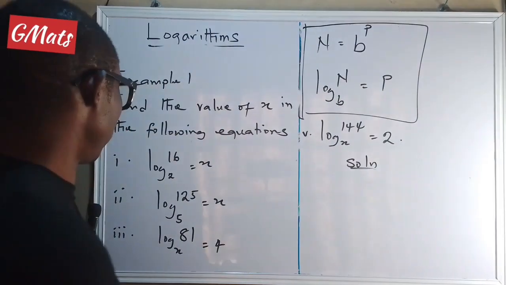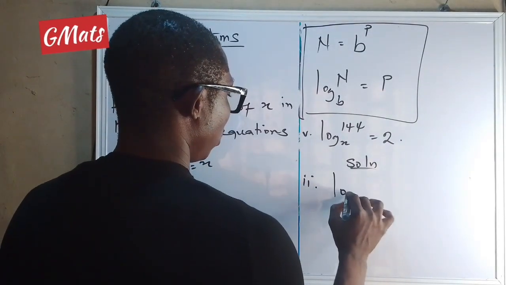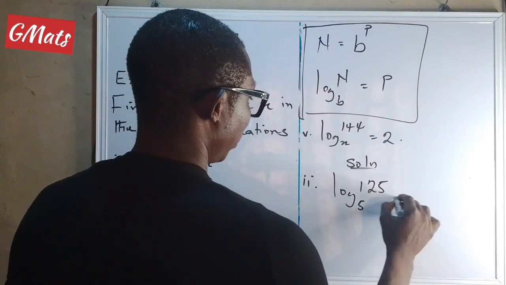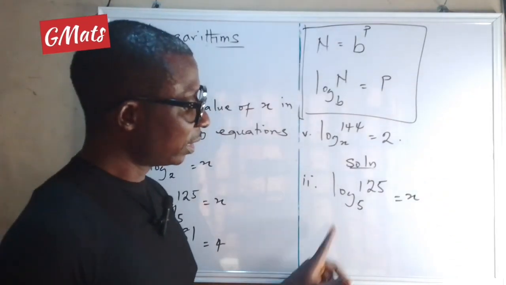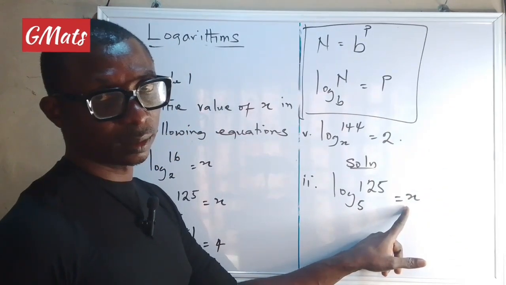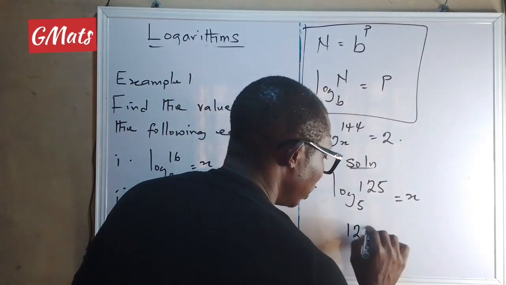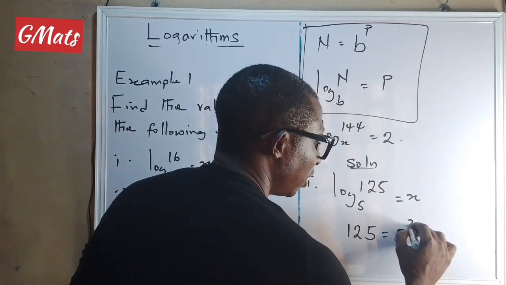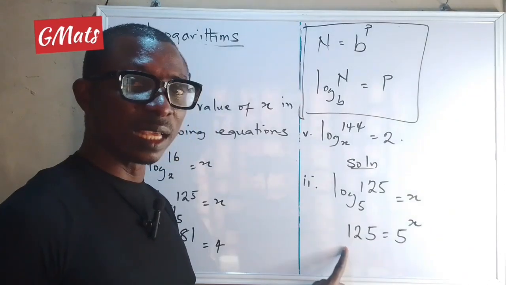Now the second question, we have log of 125 base 5 equals x. We just follow the same routine. Now the base moves here and we throw the log away. So now we have 125 equals, the base comes here, 5 raised to the power of x. Hope you get that. So now you express this one in index form.